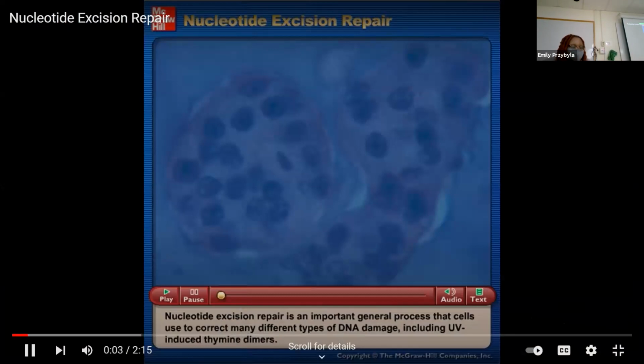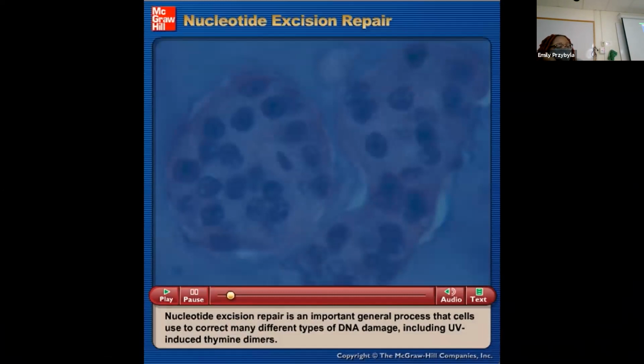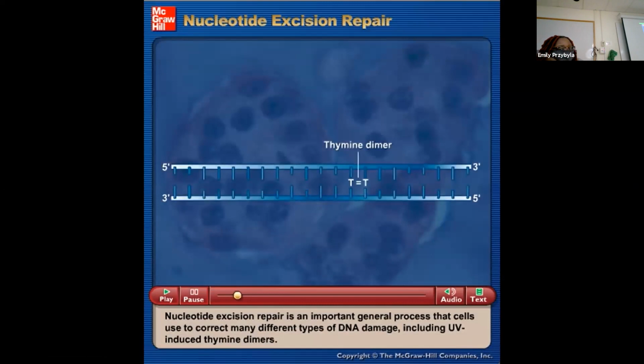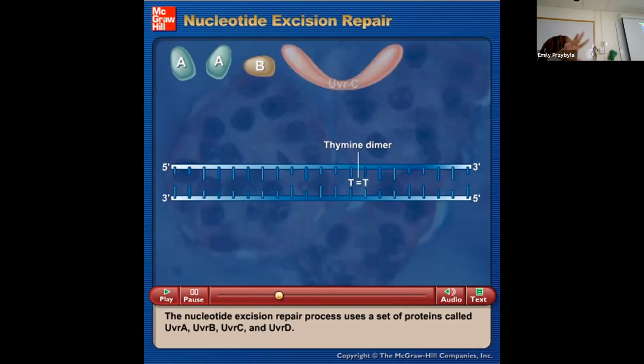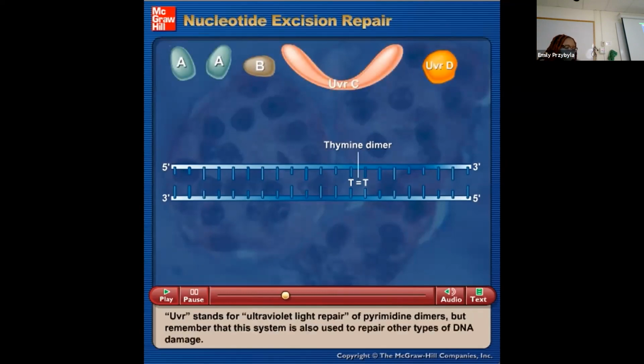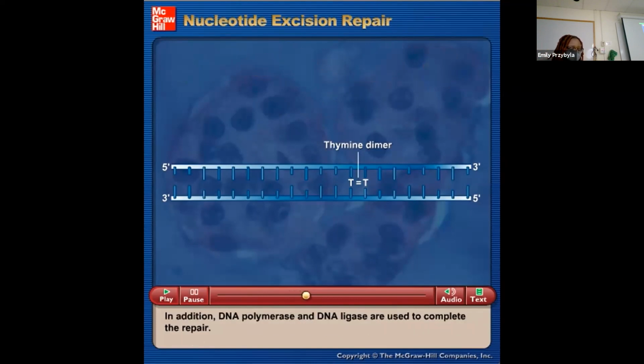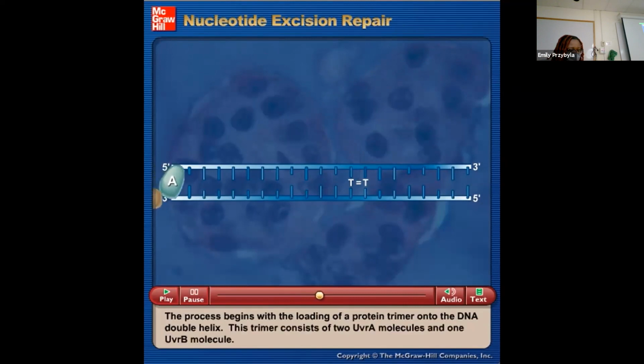Nucleotide excision repair is an important general process that cells use to correct many different types of DNA damage, including UV-induced thymine dimers. Although present in all eukaryotes and prokaryotes, the molecular mechanism of this system is best understood in prokaryotes. This animation will illustrate the process of thymine dimer repair in E. coli. The nucleotide excision repair process uses a set of proteins called UvrA, UvrB, UvrC, and UvrD. You all need to know this, memorize all of them. Uvr stands for ultraviolet light repair of pyrimidine dimers. But remember that this system is also used to repair other types of DNA damage. In addition, DNA polymerase and DNA ligase are used to complete the repair. The process begins with the loading of a protein trimer onto the DNA double helix.